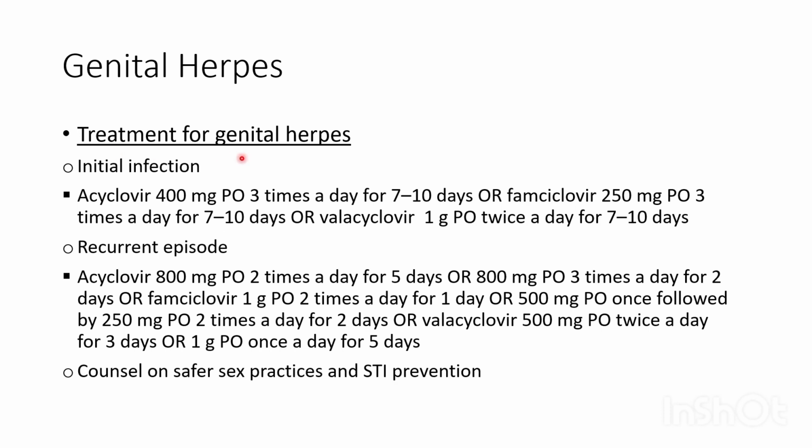Treatment for genital herpes: treatment of initial infection is acyclovir, famciclovir, valacyclovir. Treatment of genital herpes for recurrent episode is acyclovir, famciclovir, valacyclovir. You can copy the doses by pausing the video. Also counsel the patient on safe sex practices and sexually transmitted infection prevention.